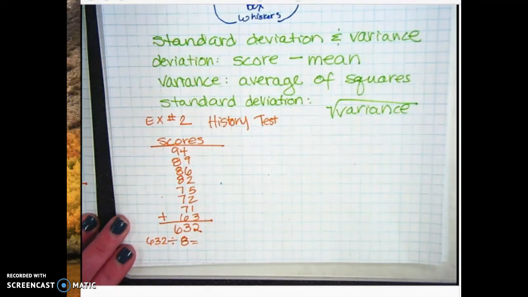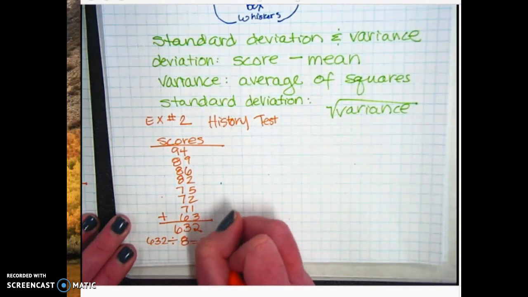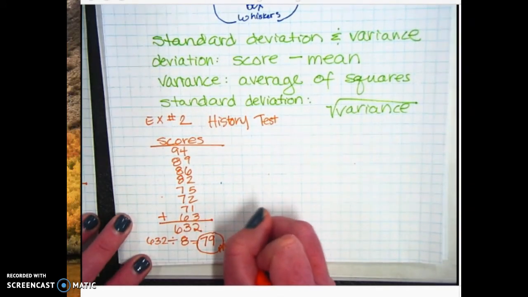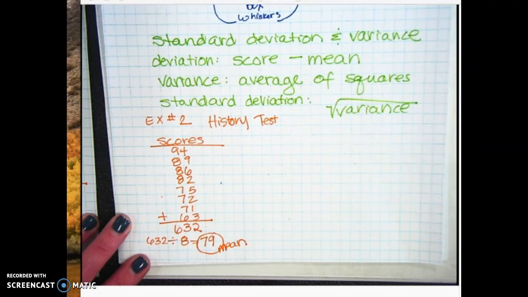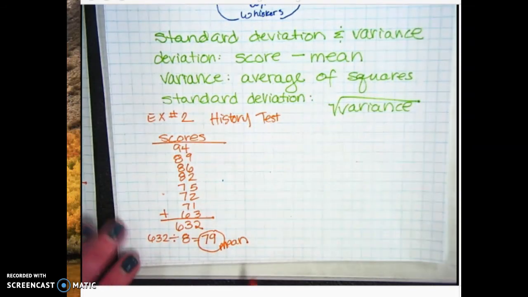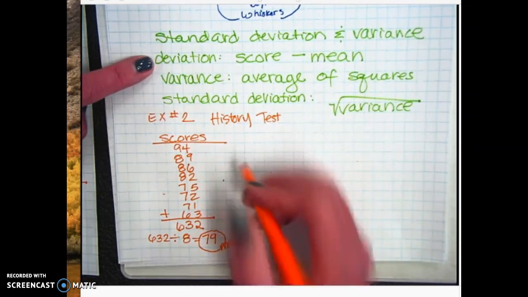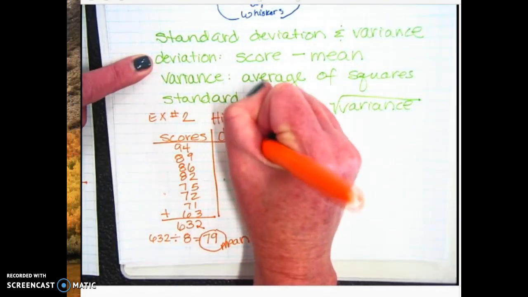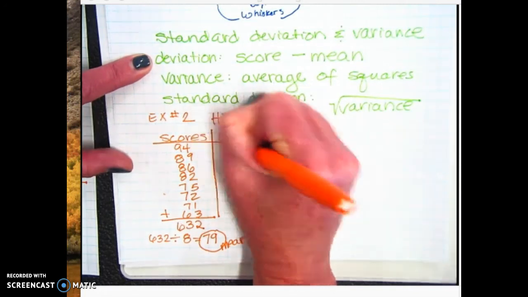Somebody punch that in their calculator. 79. Okay, so 79 is the mean. All right, so we've got the mean. Now we can get the deviation. So next to each of these numbers, I'm going to create a second column and get their deviation.